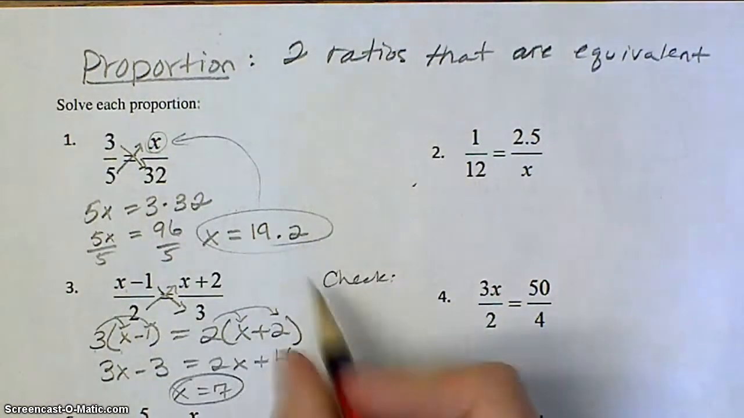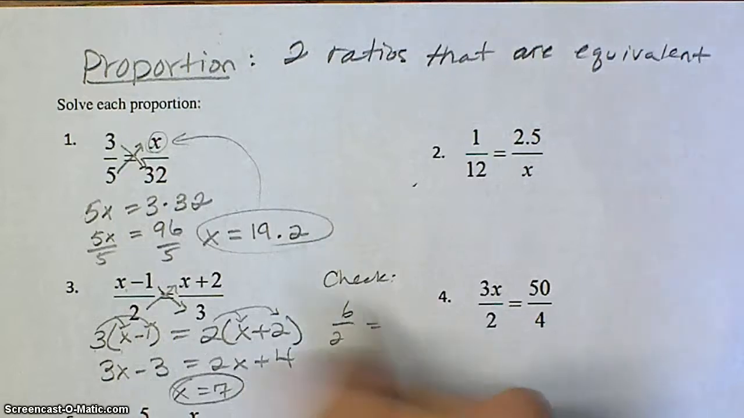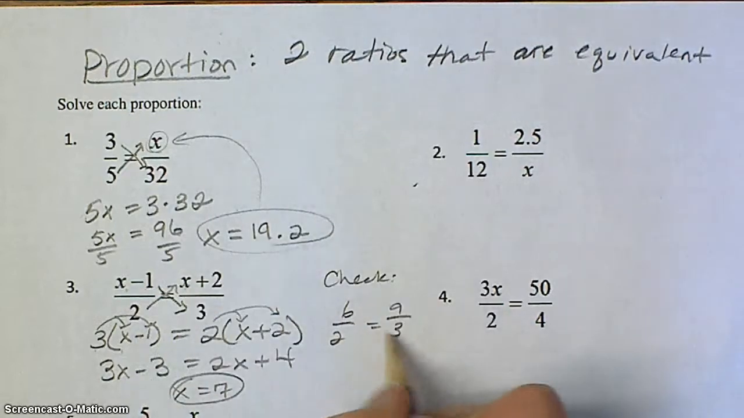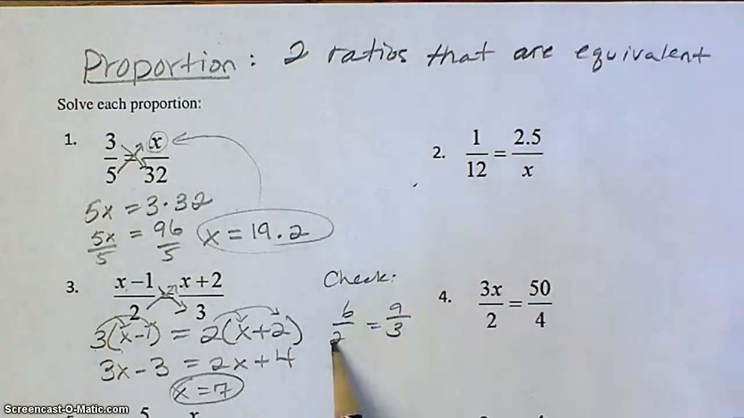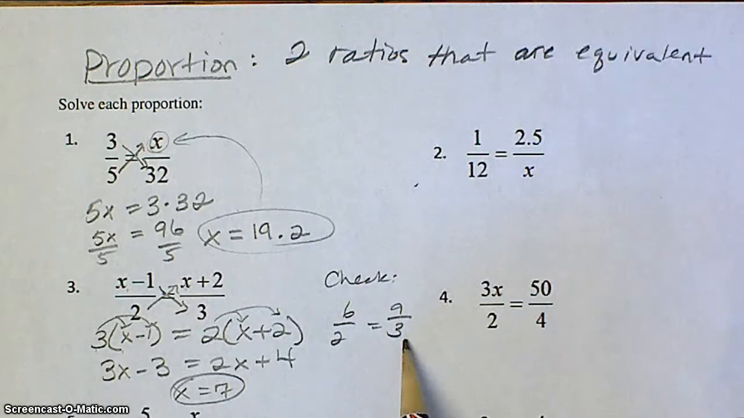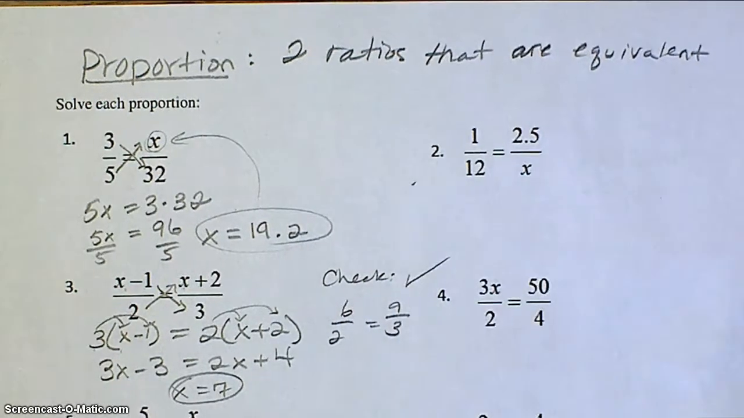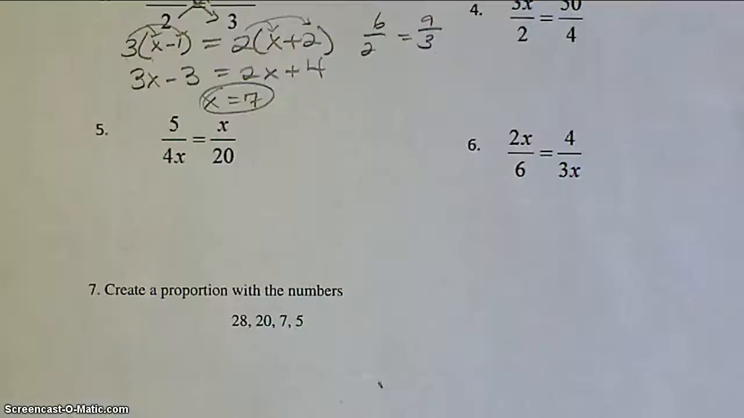So 7 minus 1 is 6. 7 plus 2 is 9. If I compare 6 to 2 and 9 to 3, those are equivalent, so it checks out. Let's try example number 5.